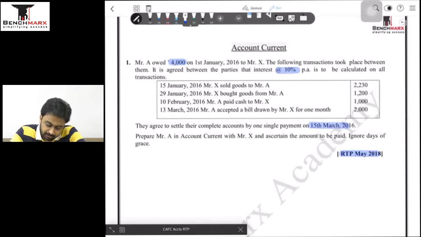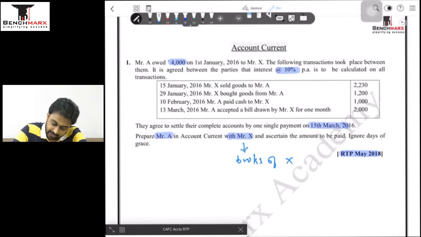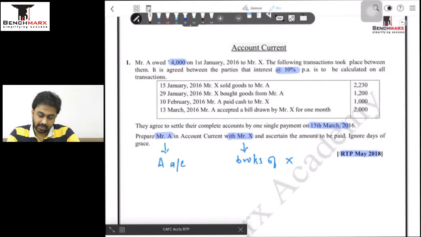Prepare Mr. A in account current with Mr. X. It is as good as saying it is going to be the books of X, and we will have A account. That is our task. What do we have to do? Compute the balance or the amount to be paid. So in the books of X we'll have an A account, and since A is owing money to Mr. X, it is going to be To Balance Brought Down.